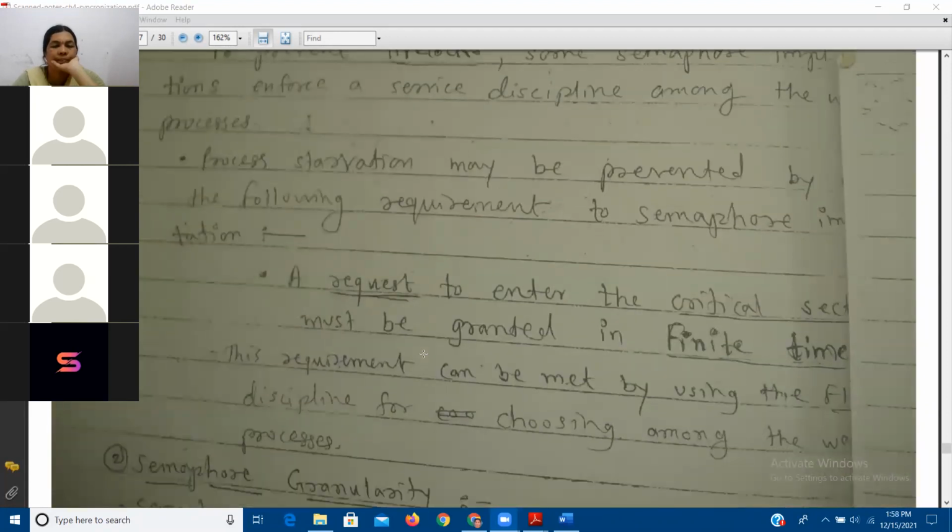Note down this. This requirement can be met by using the FIFO discipline. So over here, the discipline applied is FIFO, first in, first out.